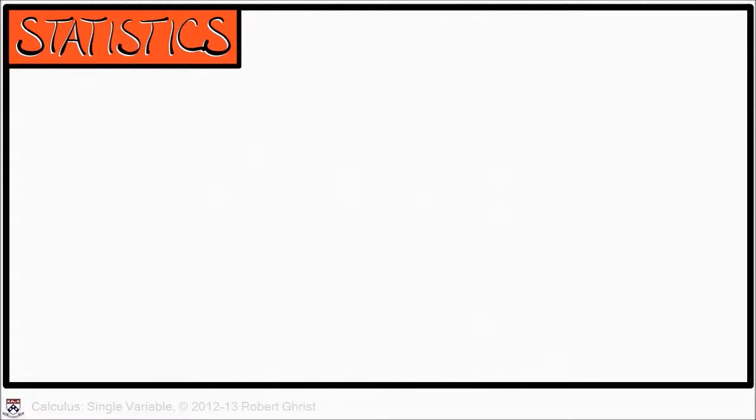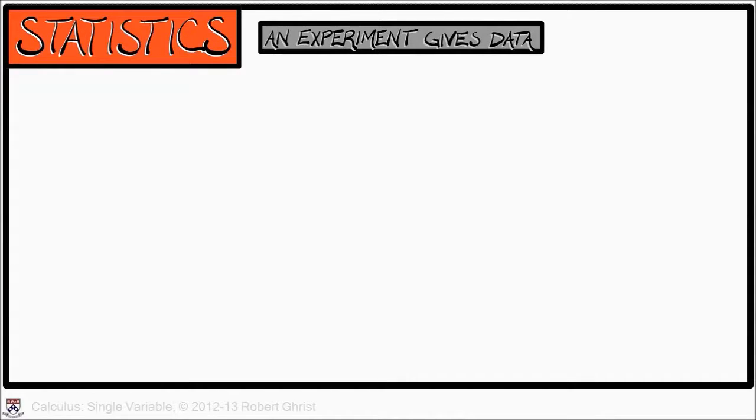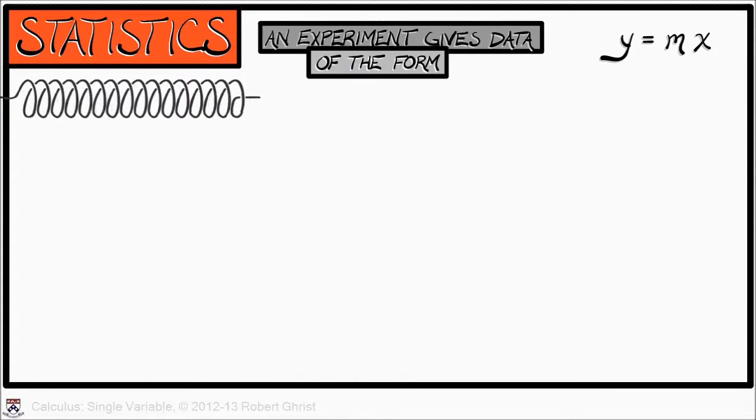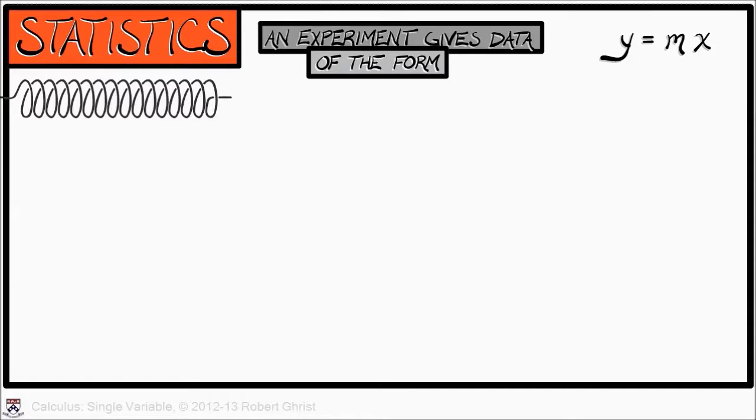Let's consider a more involved example, this one motivated by a problem in statistics. Let's say that you run an experiment and it gives you some data of the following form: y equals m times x. That is, you measure x values and y values, and you know that there's some linear relationship between them, but you don't know the value of m. Perhaps this is coming from a physical experiment, like trying to measure a spring constant by measuring force and deflection.